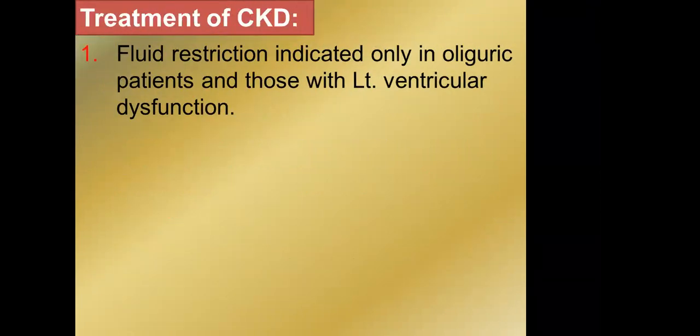Fluid restriction is indicated only in oliguric patients and those with left ventricular dysfunction. As I said in the previous lecture, it is 400 ml per square meter per day, which is equal to the insensible water loss plus the urine output, GI tract output, and blood loss if present. This is what I mean by fluid restriction. We said that in the lecture on acute kidney injury.